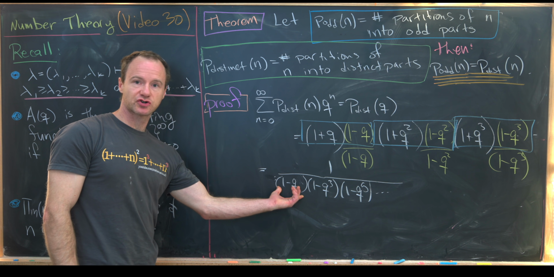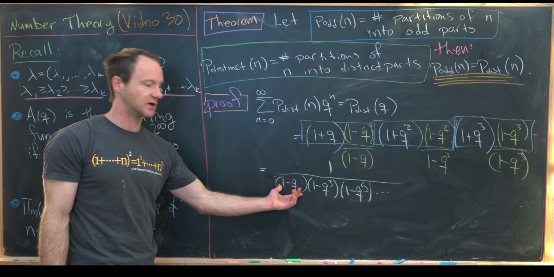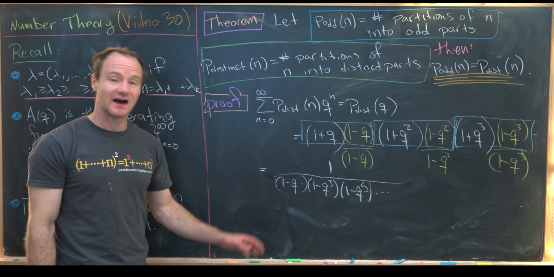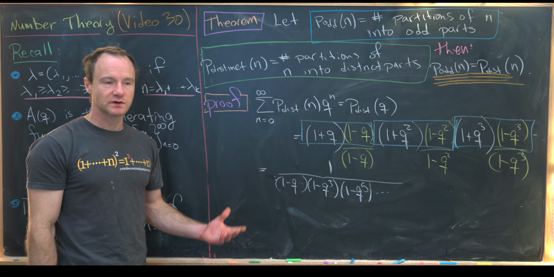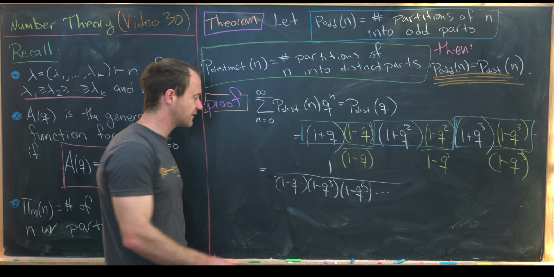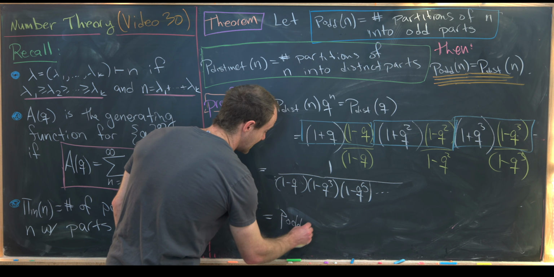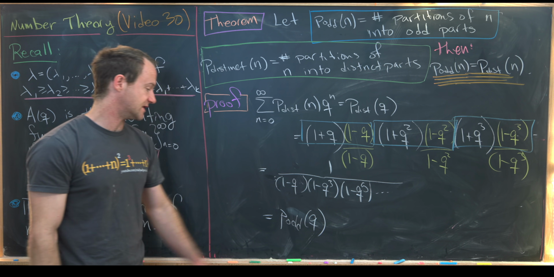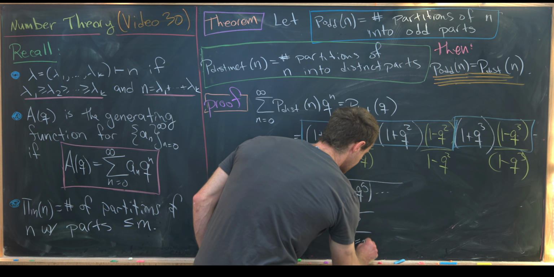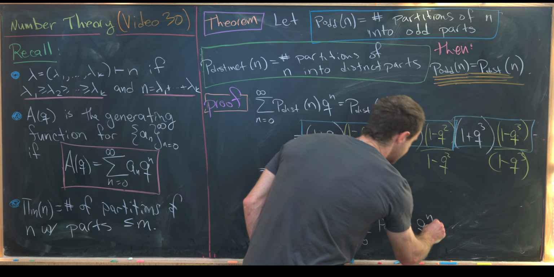So let's notice this controls the number of parts equal to 1. There's no restriction on the number of parts equal to 1. These are the number of parts equal to 3. These are the number of parts equal to 5. And then that extends. But there's no restriction on the number of times we can use any of these parts. So it's pretty clear that this is the generating function for the number of partitions of n into odd parts, which we might denote as p odd q. But then that's going to be equal to the sum as n goes from 0 up to infinity of p odd n q to the n.